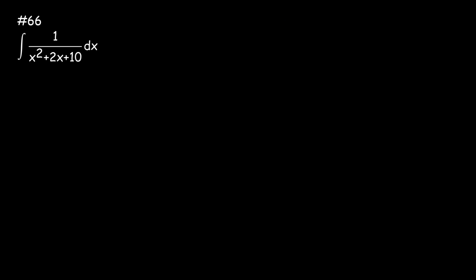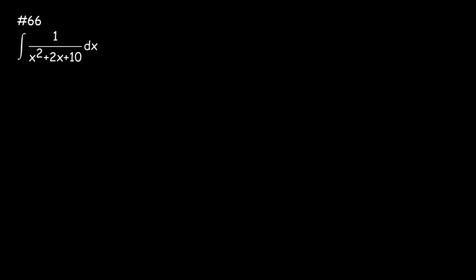We have the integral of 1 over x squared plus 2x plus 10 dx. So we need to factor this quadratic expression in the denominator, right? We can use the factor method by finding two numbers that will multiply to give us 10 and add to give us 2. 5 and 2. 5 and 2 does not work. Or we can use completing the square method, which might not really work. So we are going to use a different approach for this question.